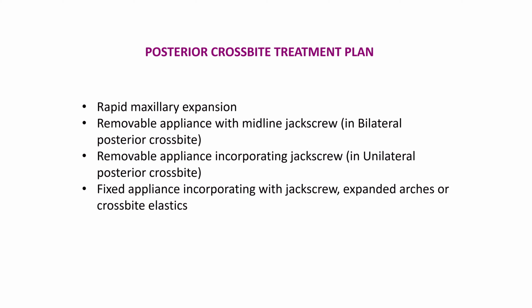Next, rapid maxillary expansion. Rapid maxillary expansion devices like Hyrax can be used for rapid expansion, especially in growing individuals. Removable appliance with midline jack screw used in case of bilateral posterior crossbite. Then coming to removable appliance incorporating jack screw, which is used in case of unilateral posterior crossbite. Jack screw can also be incorporated with fixed appliance along with expanded arches or crossbite elastics.